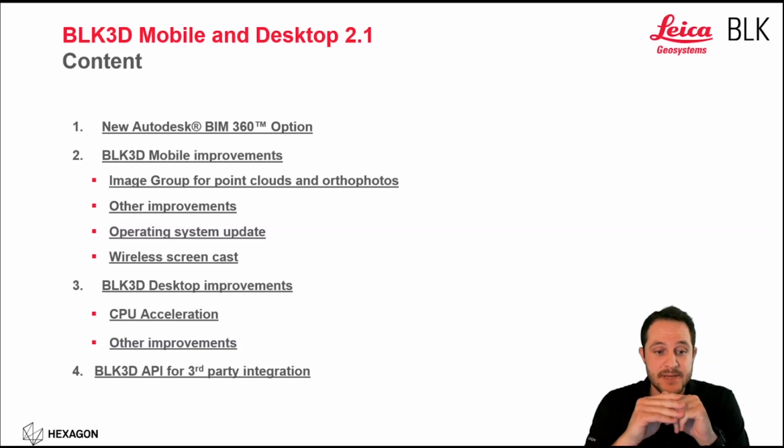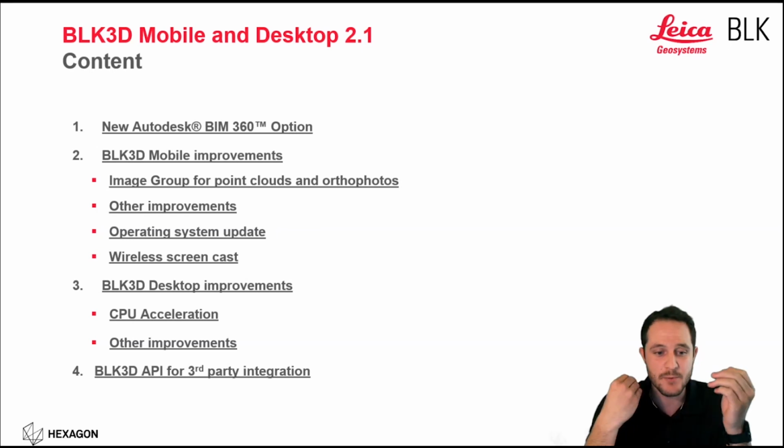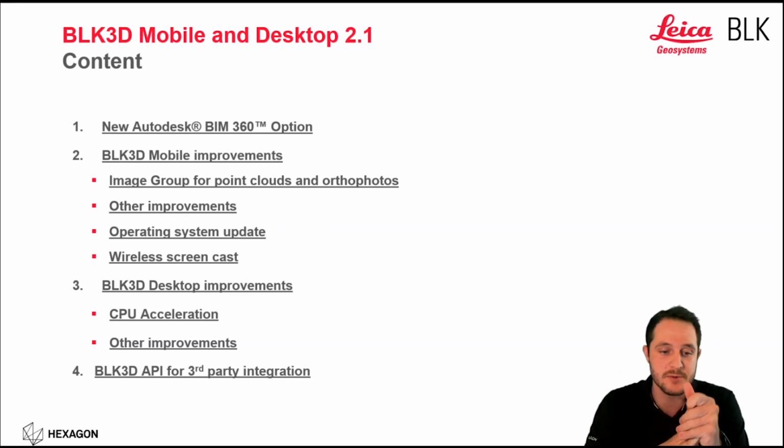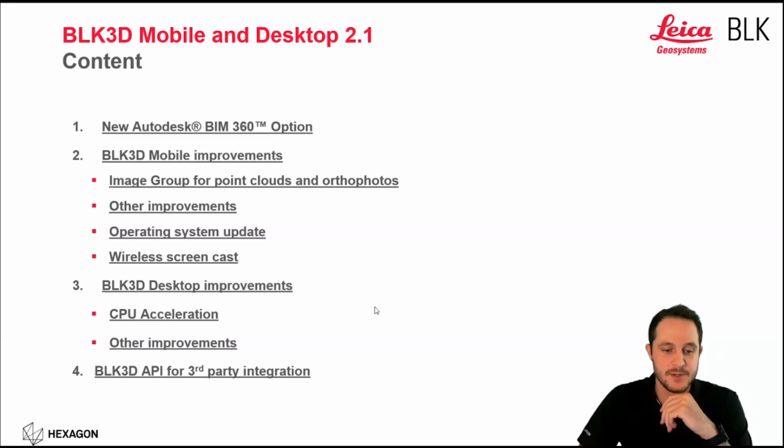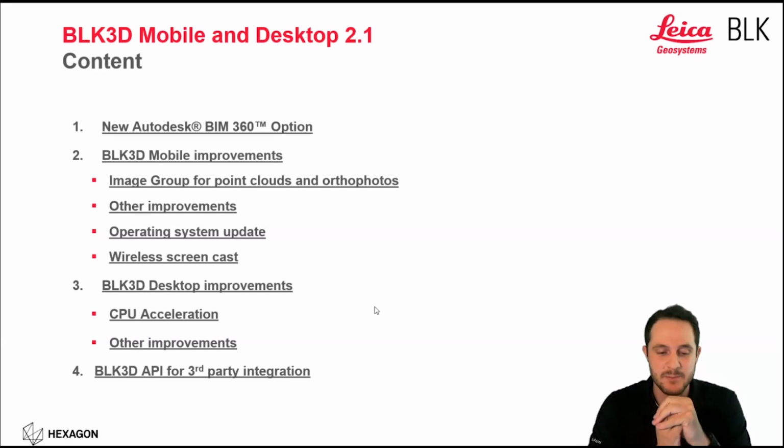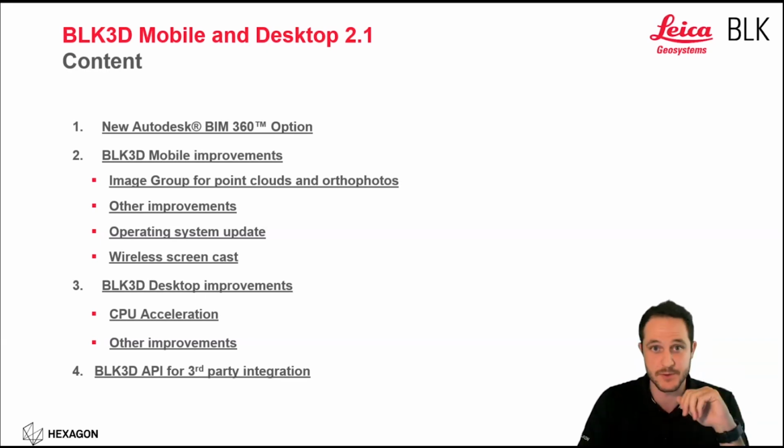Then in BLK3D Mobile, we have a very cool thing. It's called imaging group. I'll go much more into detail on that. We have some screen improvements, some bug fixes, and some other things. On the desktop side, we have a lot of performance improvements and so on. And in the end, we will also check what is new with the BLK3D API and what it is, and also who it is for.